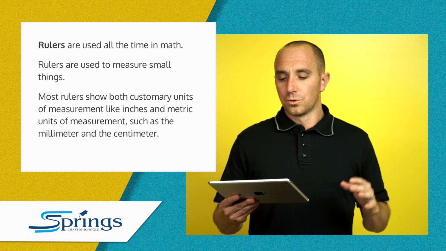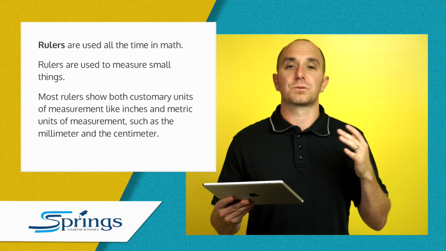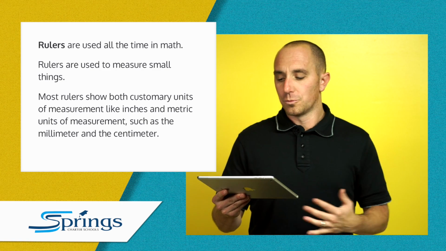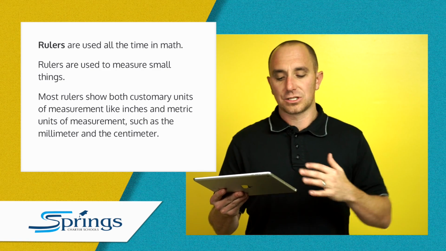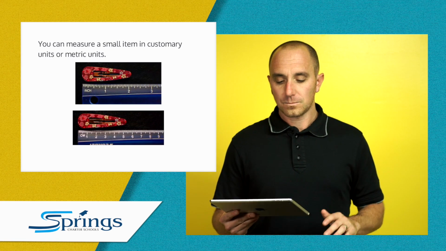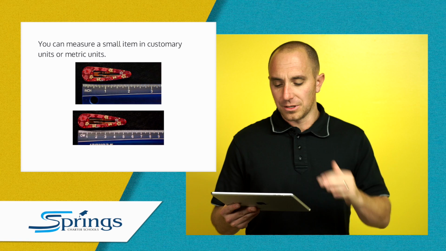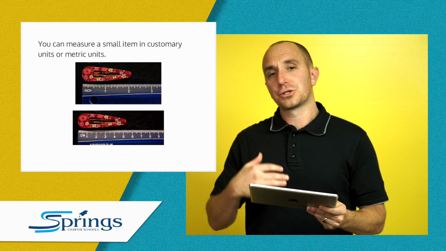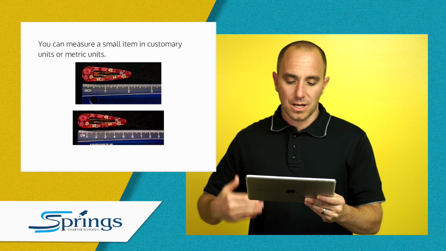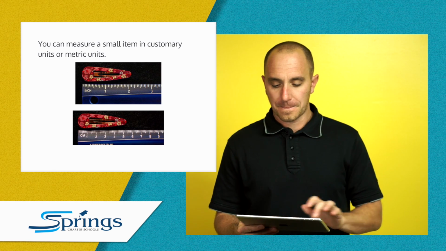All right, now, rulers. Now these are used all the time in math. Rulers are used to measure small things. Most rulers show both customary units of measurement like inches and metric units of measurement such as millimeters and centimeters. All right, so you can measure a small item in customary units or metric units. So you can see here I have the same hair clip, and on the top picture I'm measuring it in inches, and in the bottom I'm measuring it in centimeters, so I'm doing one in customary and one in metric.